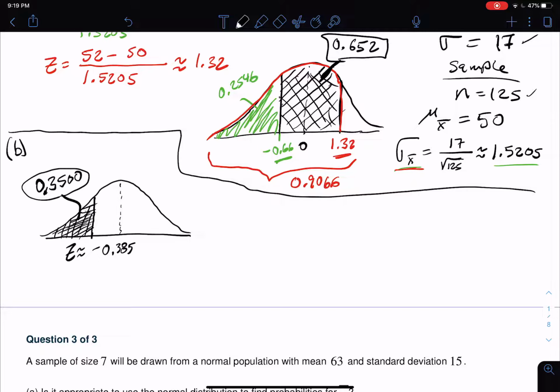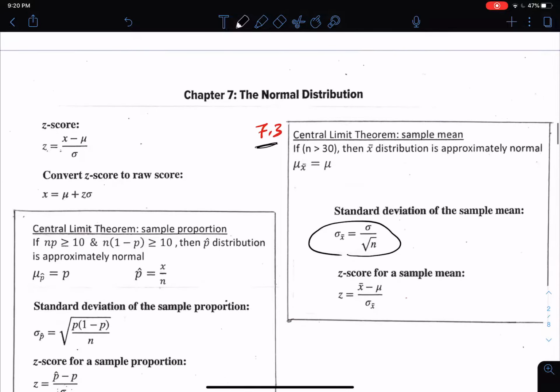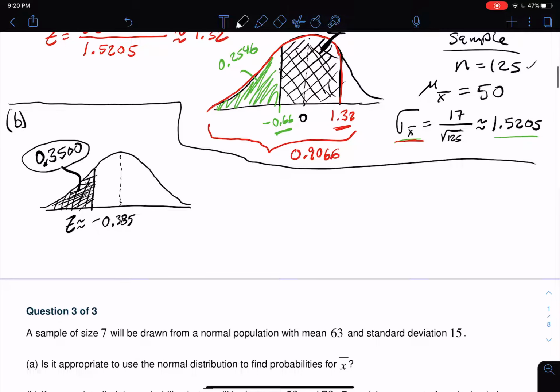Just like before, when we translated raw scores to Z-scores and Z-scores to raw scores, you could do the same with X bars. Remember that formula, I already showed that to you. Let's look at it really fast. It is right there. So here's how you can translate this Z to an X bar, to a sample mean.